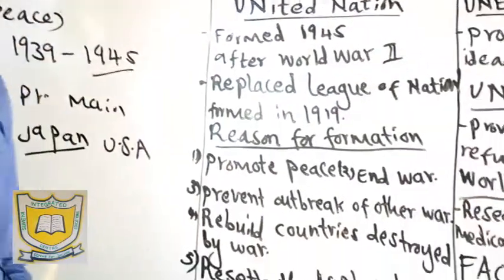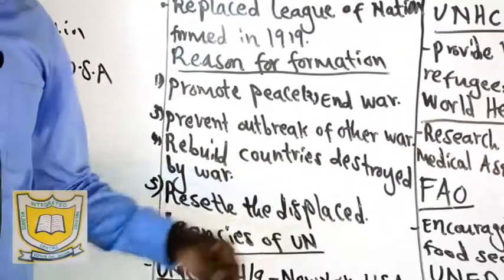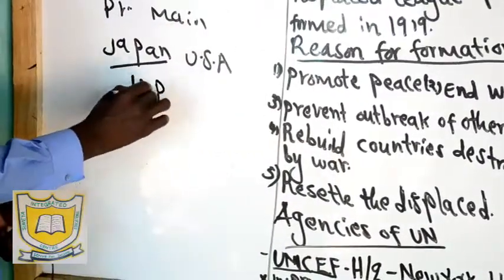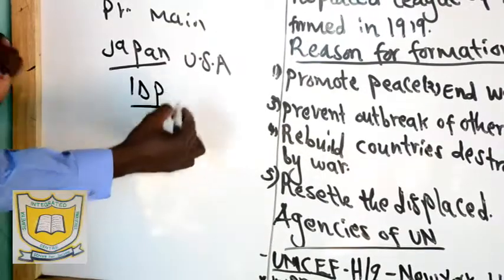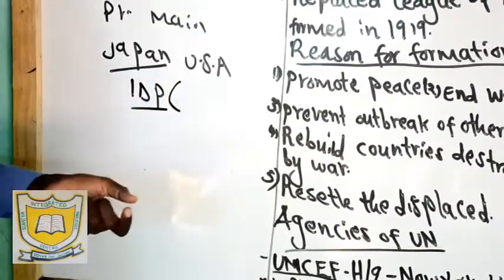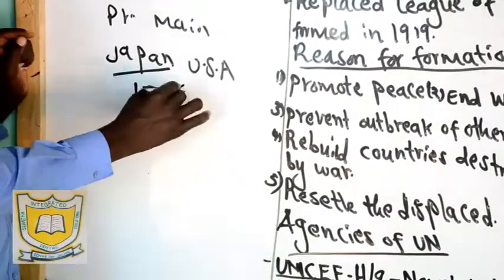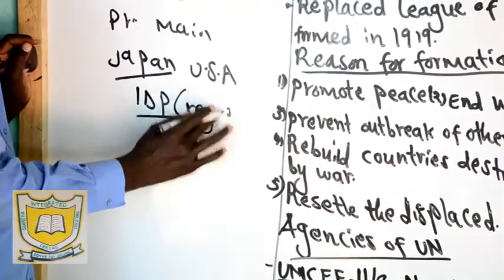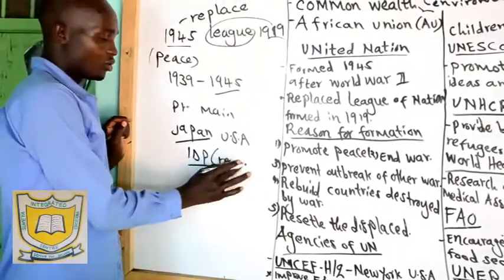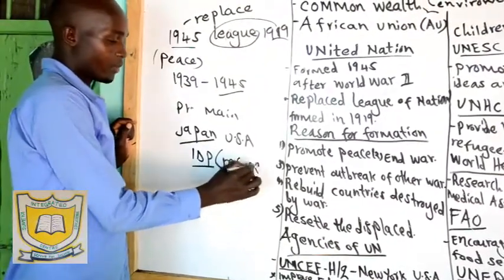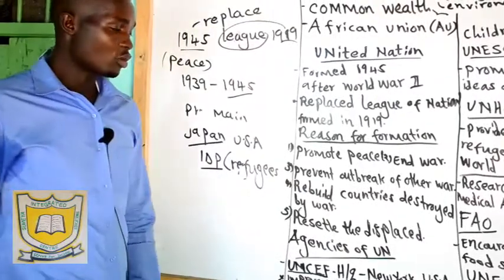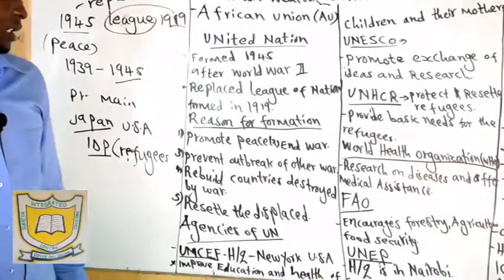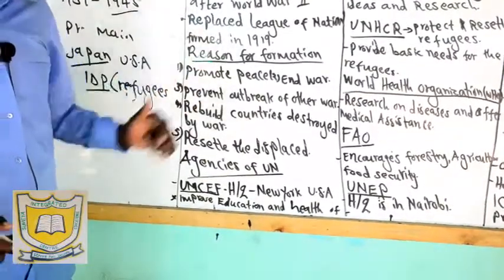Then we have to resettle the displaced. We call them internally displaced people, IDPs, and also some of them ran away from their countries to other countries for safety, so they became refugees. So there was need for the United Nations to resettle the refugees. So it was formed also to resettle the refugees and those displaced by war. I think that's the reasons for the formation of the United Nations.